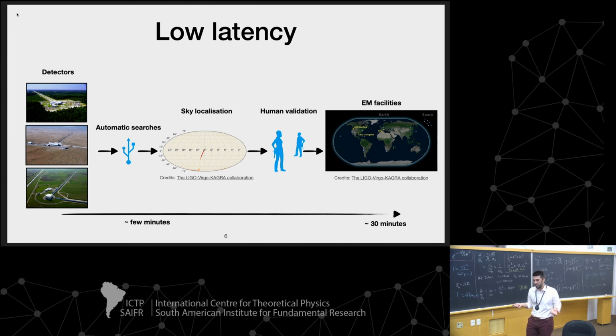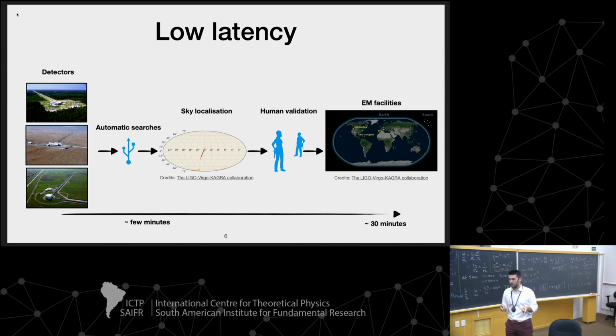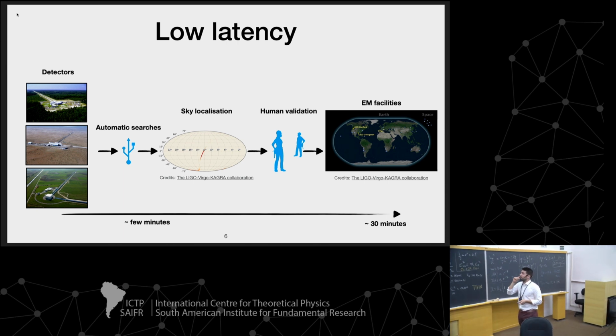So how do we observe a kilonova? We need low latency. Low latency means that we have the gravitational wave detection, and we want to point our telescope as soon as possible at where the gravitational wave emission is coming from. And we need to do that as fast as possible. This is the meaning of low latency. This is how it works.